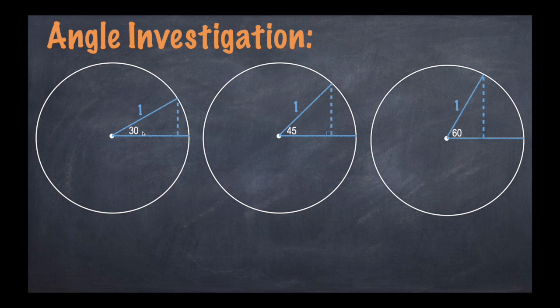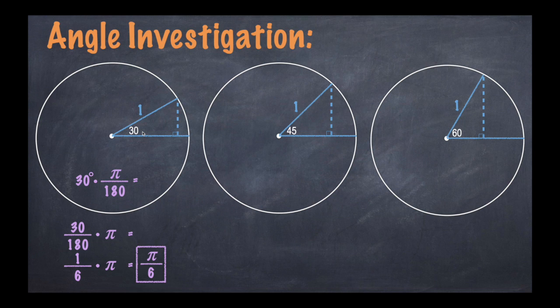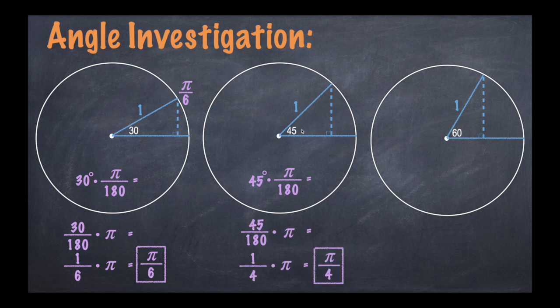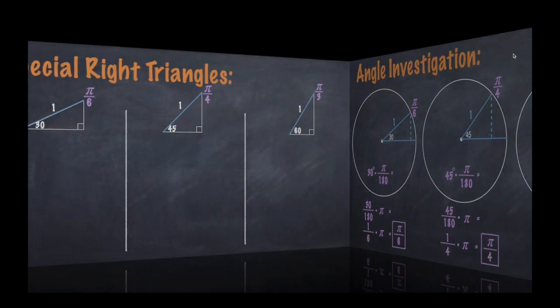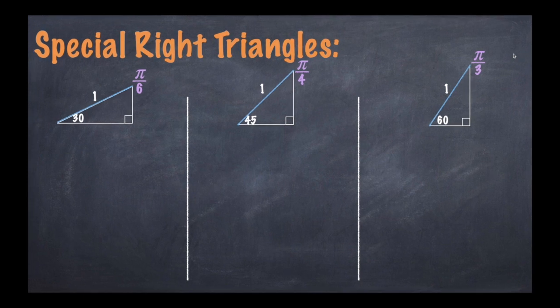30-degree angles, which are going to convert to pi over 6 as a radian value. 45-degree angles, which its radian value would end up being pi over 4. And then finally 60-degree angles, which if you did the conversion there, you would get pi over 3 for its radian value. So we want to understand the associations here. And that brings us to the next part.